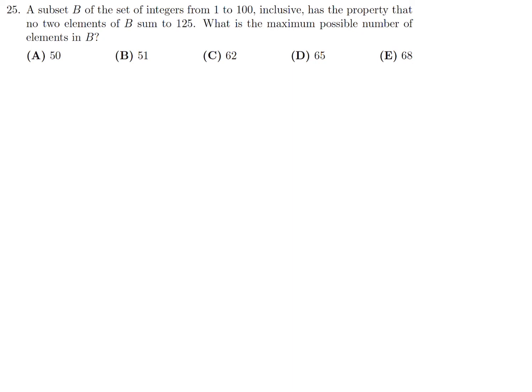A subset B of the set of integers from 1 to 100 inclusive has the property that no two elements of B sum to 125. What is the maximum possible number of elements in B? So we've got some sort of a set, and it obviously has numbers from 1, 2, 3, 4, all the way up till 100, 99, and so on. And what they've basically said is that this is our full range of numbers, but we are not going to use all of them. We're only going to use a subset of numbers. And they don't tell us how many either. That's actually what we have to figure out, the maximum possible number of numbers.